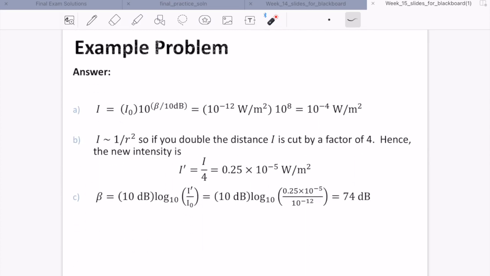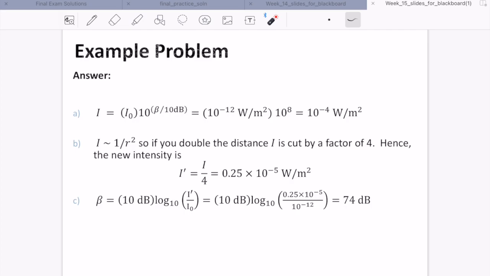It's 1/4, right? So instead of going through and doing all of this again, I can just take my intensity divided by 4. So this intensity right here divided by 4 gives me 0.25 times 10 to the negative 5 watts per meter squared for my new intensity.